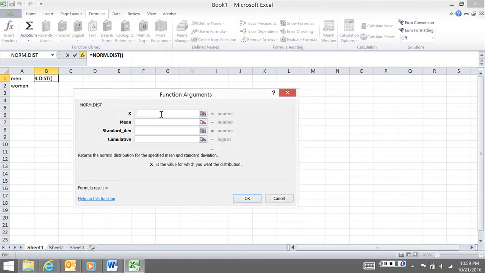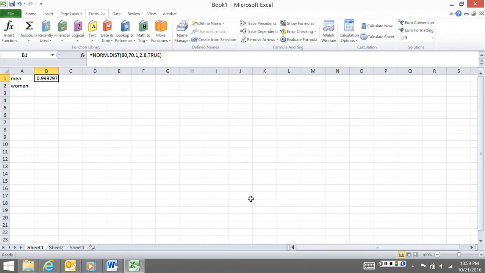Normal distribution. So my x is 80. That's what I'm looking for. My mean for men was 70.1, and my standard deviation was 2.8. And I want, this is always true, the cumulative function. You don't want the exact one, that means nothing here. So that means that 99.9798% of men are 80 inches or below, which makes sense. 80 inches is incredibly tall.